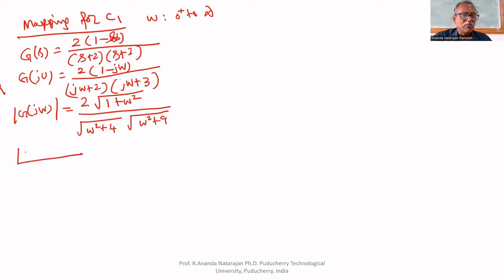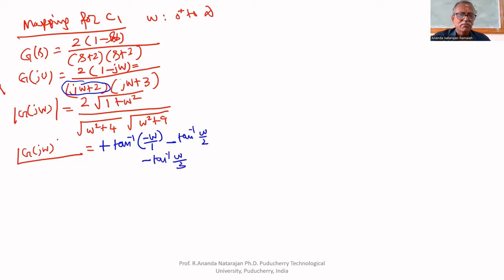What is the angle of G of j omega? Angle of G of j omega equal to, for this, minus omega, but it is in the numerator, that's why plus tan inverse of (minus omega by 1). Minus, it is in the denominator, that's why minus tan inverse of (omega by 2) minus tan inverse of (omega by 3). That's all, these are the 3 terms. There, angle of 2 is 0.